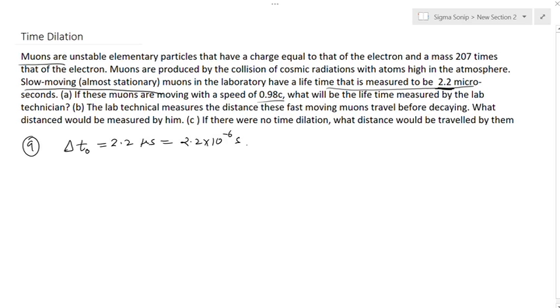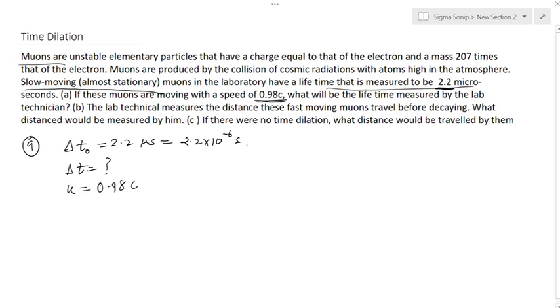But if these muons are moving with a speed of 0.98 c, then obviously if I'm sitting in my lab as the lab technician, watching this muon and trying to measure its mean lifetime, it will be different, because I'm not in the rest frame of these two events, the creation of the muon and the decay of the muon. So the lifetime that I would measure as a lab technician would be delta t, which I need to find. We are given that u, the speed of this muon, is 0.98 c.